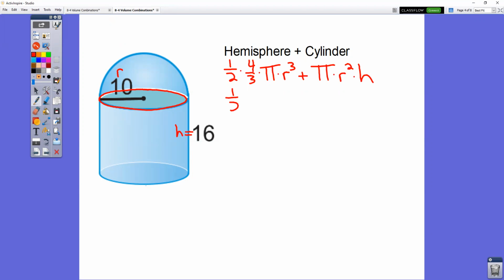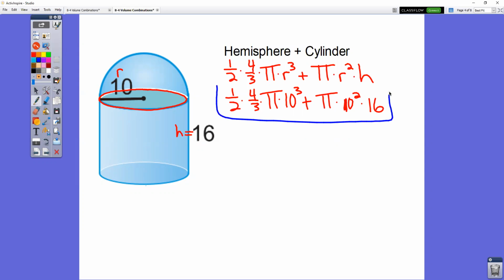So we have 1/2 times 4/3 times pi times 10 to the third power, because 10 is our radius, plus, now looking at the cylinder, we have pi times 10 squared times our height, which is 16. You're going to type in this whole thing all at the same time. When you do that, you get a big long decimal. You get 7,120.943348, blah, blah, blah at the end.